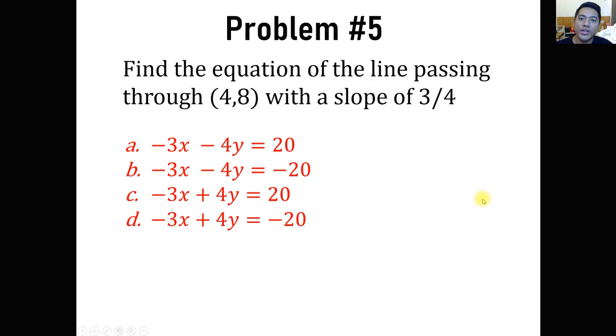Alright. Find the equation of the line passing through 4, 8 with a slope of 3 all over 4. So again, from the previous problem that we have encountered, we got 2 points so that we are able to get the equation of the line. In this problem, we are given a point and a slope. So, the formula that we are going to use here is as follows.